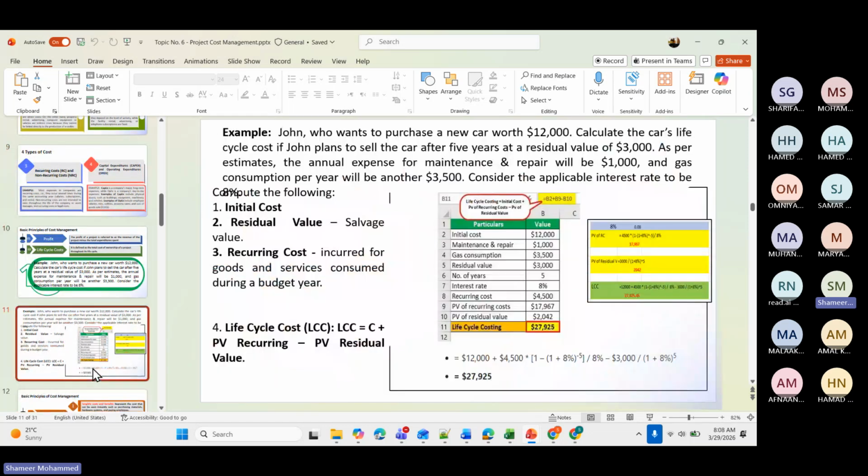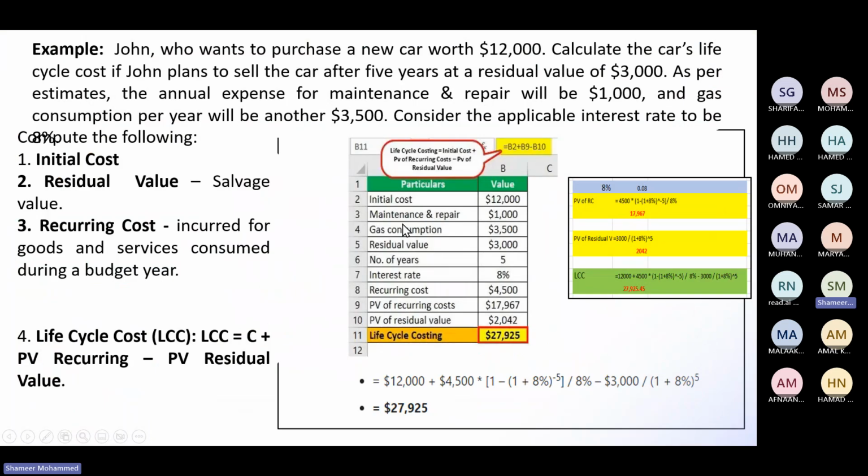One of the problems which I told you to solve last class is this one. They may ask a question like this in the exam. What is the total cost of your project? That is the life cycle cost, which you will find using this formula: investment, that is the initial cost, plus PV of recurring, that is repeated costs, minus PV of residual value, the diminishing value, incurred for the goods and services you are using.